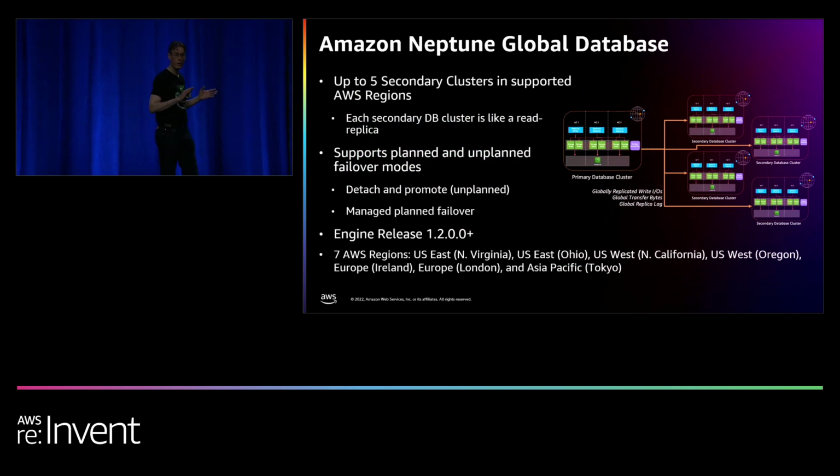Neptune Global Database supports up to 5 different secondary clusters. And each cluster, if you go back to the read replica analogy, removes one of the available read replicas in your primary cluster. So in a normal Neptune cluster, you can have up to 15 low latency read replicas. If you have one secondary cluster, you can have 14, 2, 13, and so on and so forth. There are 2 failover modes supported with Neptune Global Database. The first is a planned failover mode, which you can use if you want to rotate between regions. And the second is an unplanned failover, which allows you to detach and promote a cluster to its own region.